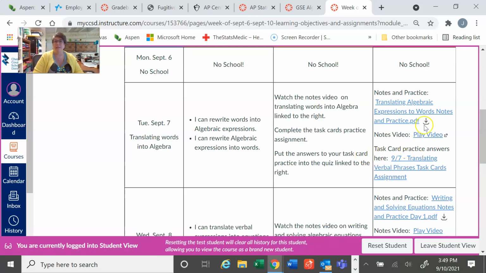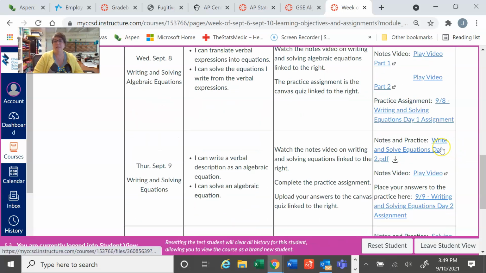They had a practice assignment as part of this notes packet up here, and they would put their answers to the practice assignment here. There's pretty much a practice assignment every day where they input the answers. These are open until the test. Once the test happens, those close and they're no longer able to submit the problems. So make sure that they're staying on task and staying ahead, and always checking Canvas.